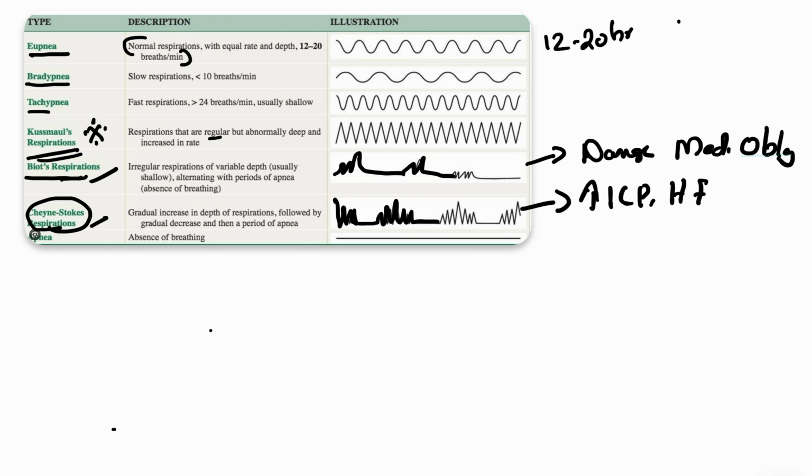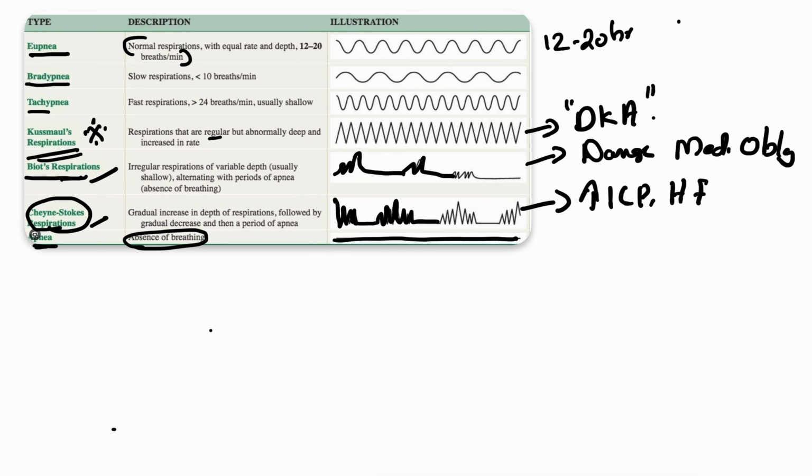Okay, and Kussmaul's respiration is most commonly seen in diabetic ketoacidosis. Kussmaul respiration is also known as labored breathing because the patient is taking so much strain to take the breath. That is why it is known as labored breathing. And the last type of breathing is apnea. Apnea means absence of breathing, and the graph will be shown as a straight line for apnea.